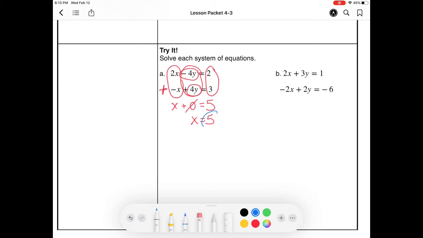Now that we found x, we need to plug it into one of the original equations. It doesn't matter which one you plug it into. And we're going to solve for y. So when I plug 5 into the first equation, I get 2 times 5 minus 4y equals 2. I'll do my multiplication first with my order of operations. 2 times 5 equals 10 minus 4y equals 2.